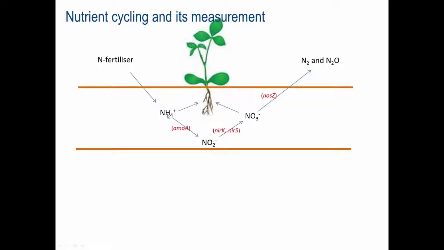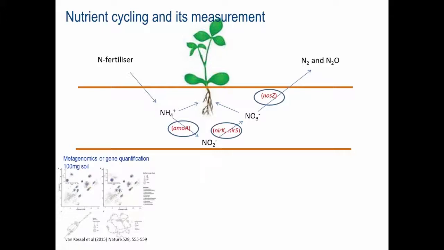During this cycling process, it nitrifies through to nitrate. Nitrate then has a couple of major loss pathways, so it can leach through the soil profile, but it can also denitrify. So this is also a part of the denitrification cycle, converting to nitrous oxide and dinitrogen.